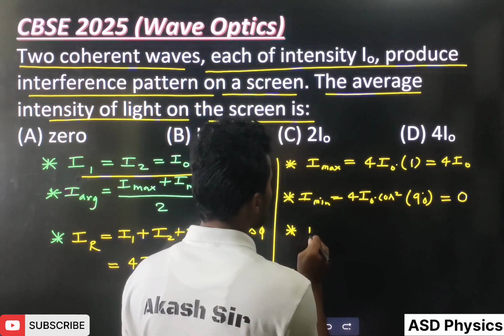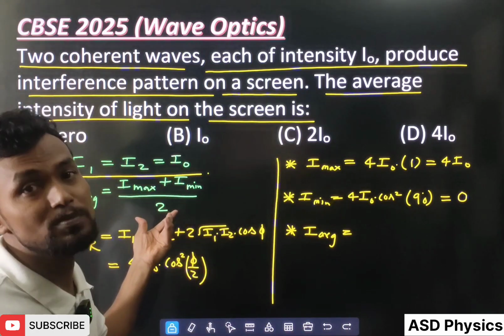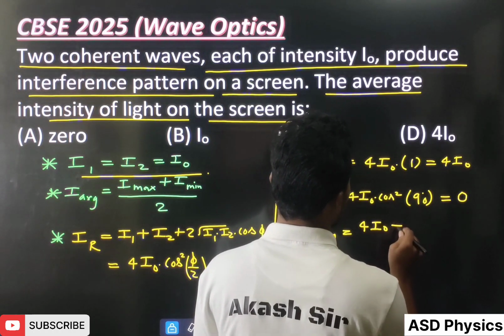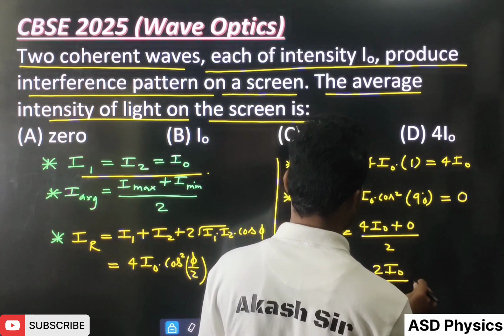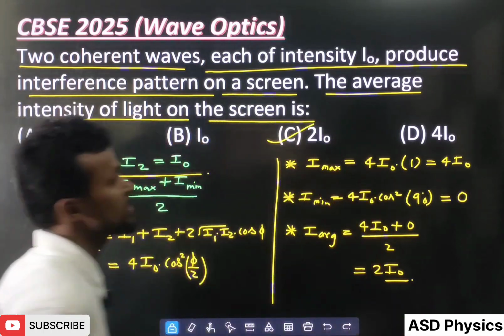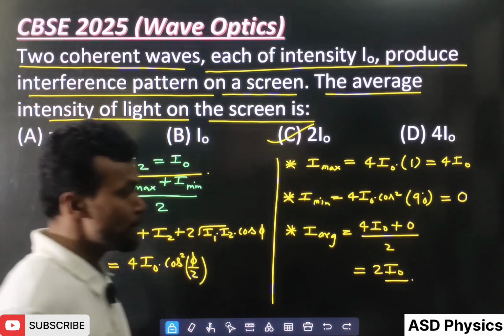After that, for the average intensity, as I have told the formula, I max plus I minimum by 2. So I max is 4 I naught, I minimum is 0, by 2, so it will come 2 I naught. So 2 I naught, you can see which option is correct here. The correct option is option C, option C is the answer.